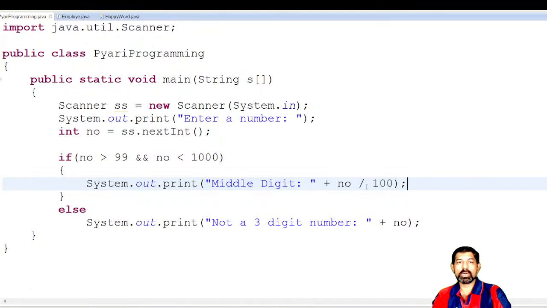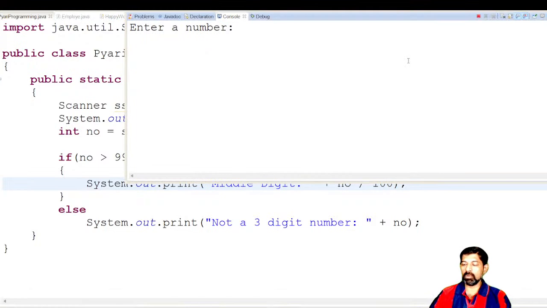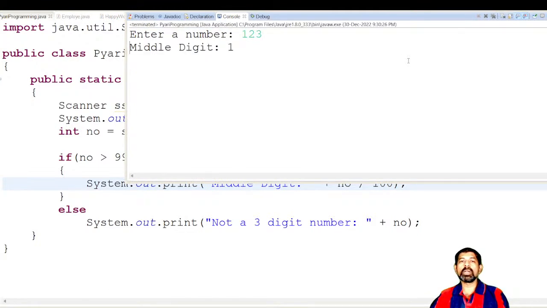Okay, let's run this. So I am saying that 123. So I am getting 1. Because 100 ones are 100, quotient is your 1. So your logic NO divided by 100 is not working. Num is equal to NO divided by 100. Yes, I have shown you. Your logic is not working.